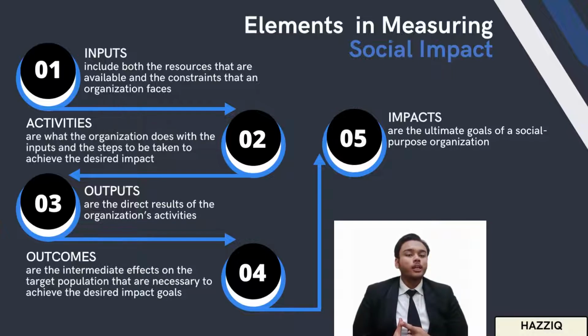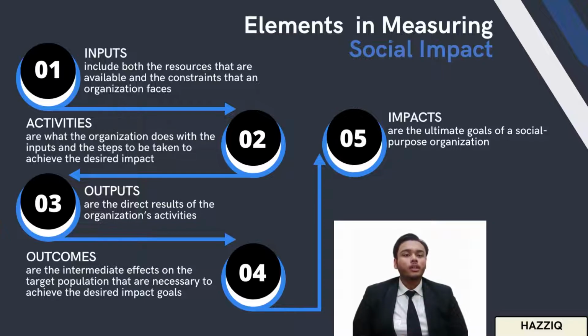First is input. Input includes both the resources that are available and the considerations that an organization faces. Second is activities. Activities are what the organization does with the input and the steps to be taken to achieve the desired impact. Next is output. It represents the direct result of the organization's activities. Next is outcome. It is the intermediate effect on the target population that is necessary to achieve the desired impact goals. They may include systematic and fundamental progress on meeting social objectives.